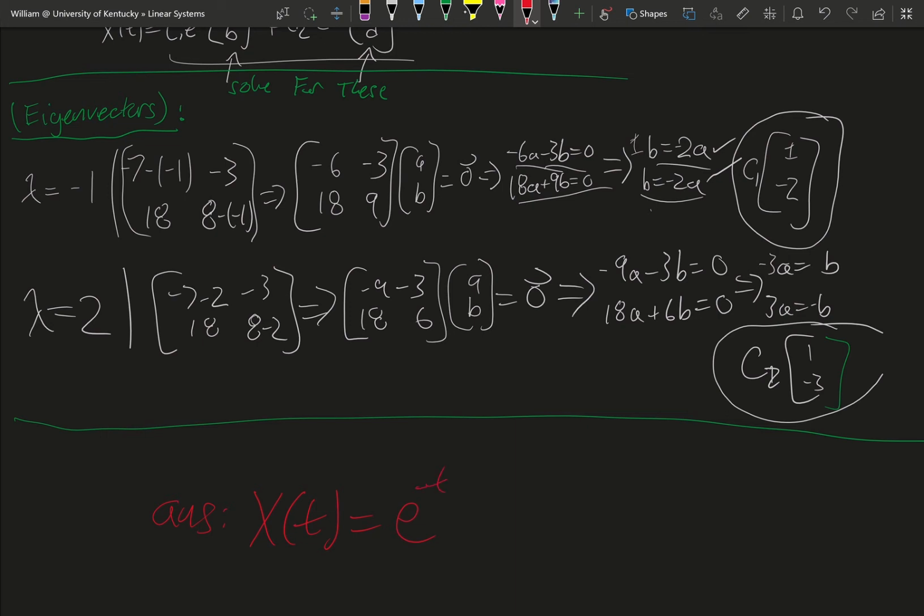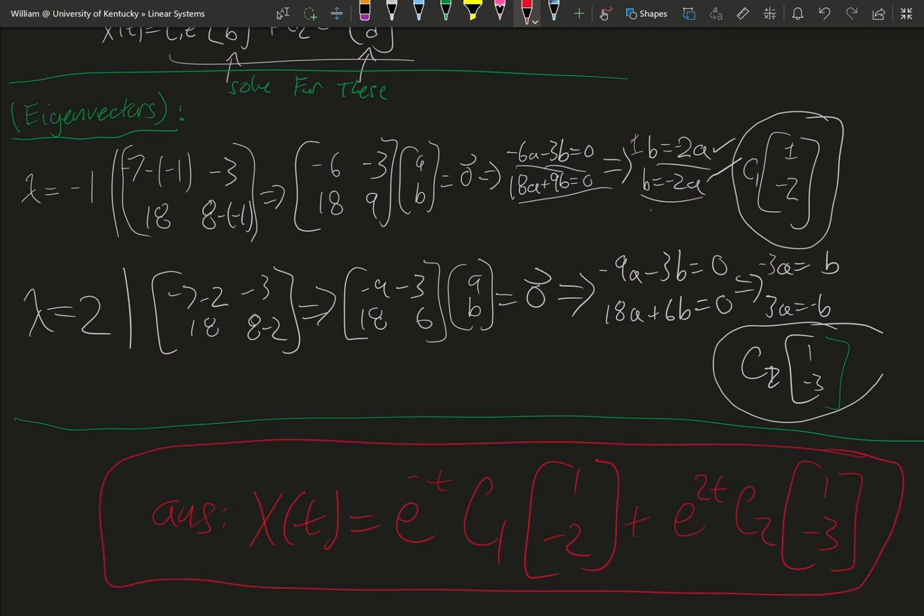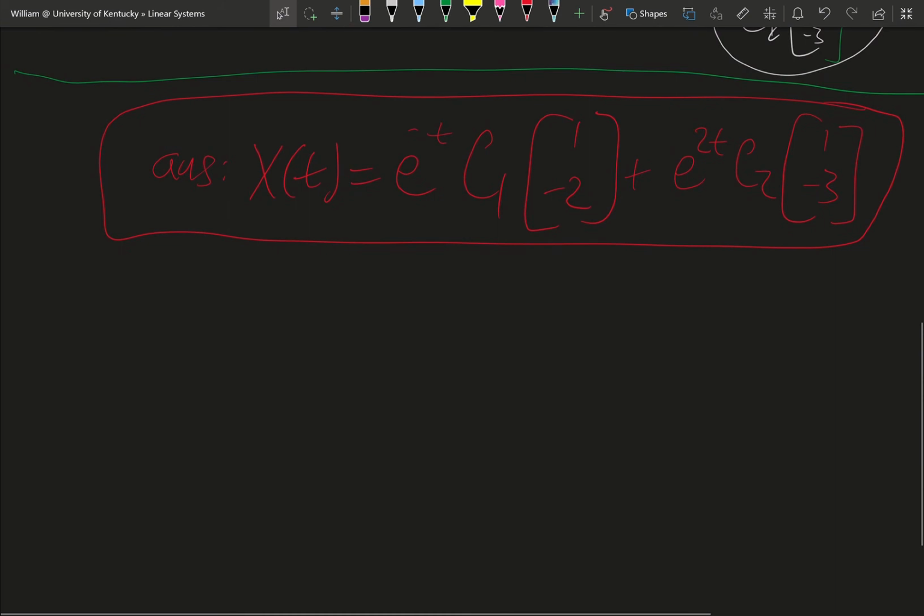e to the negative t times C1, 1, negative 2, plus e to the 2t times C2, 1, negative 3. All right, I will do one more before ending on an exercise.